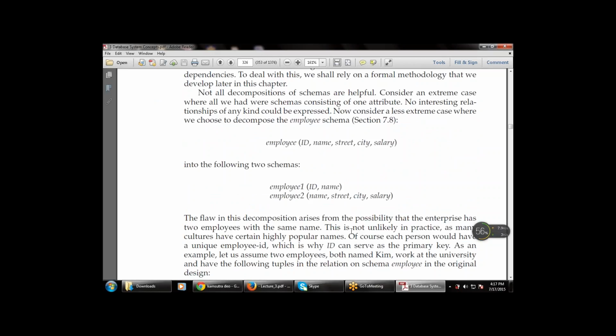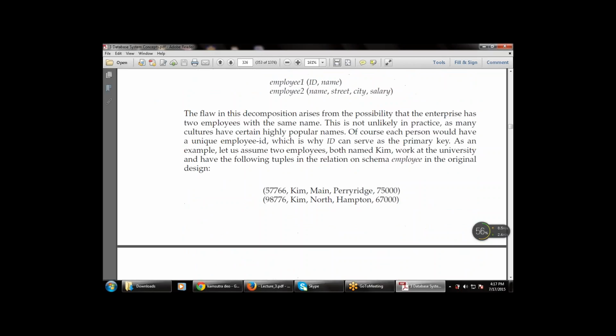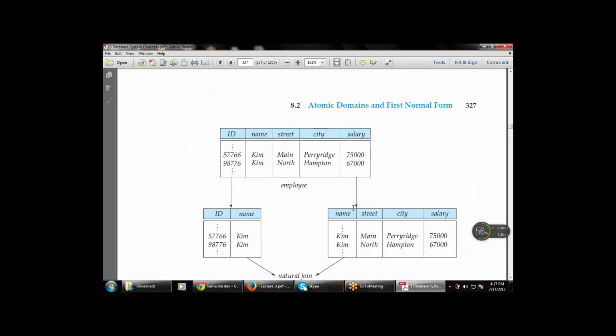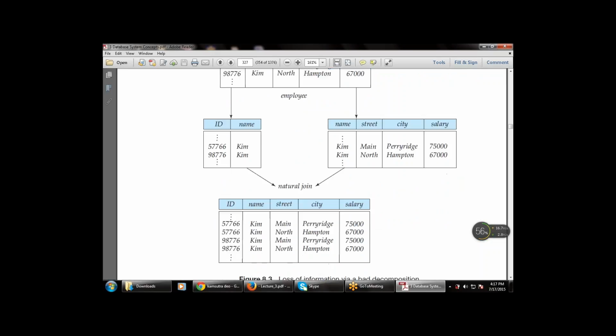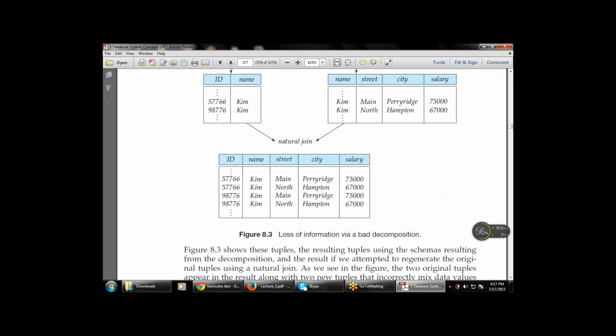Now we can also decompose the schemas, for example decompose the employee schema into two parts. One is employee 1, containing the ID and name, and the other is employee 2, containing the name, street, city, and salary. So the employee schema is divided into two parts: the employee 1 table and the employee 2 table.